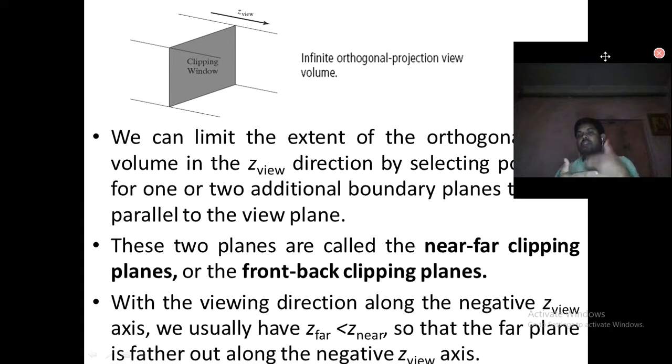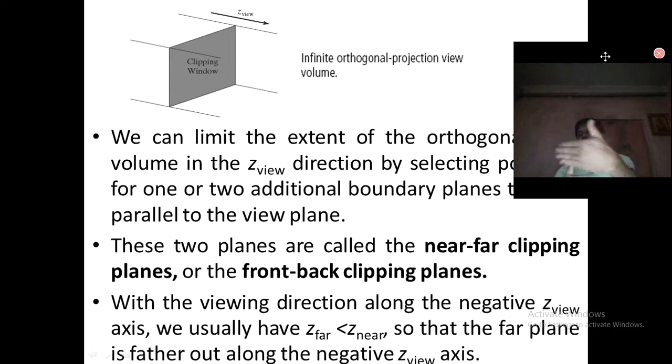From the origin towards you, z is positive. After the origin, z is negative. That's why z far comes on this side. Means 0, -1, -2, -3, -4, like this it goes towards negative. That's why z far is less. Z near is towards the positive side, that is 0, 1, 2, 3. That's why the meaning of this is z far is less than z near, right? Understood? Z far is less than z near.